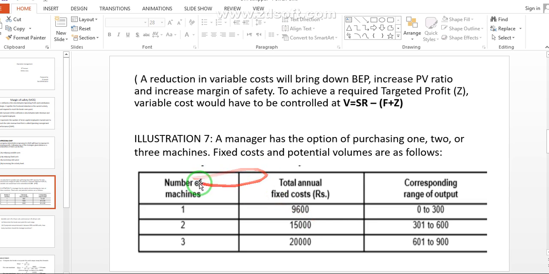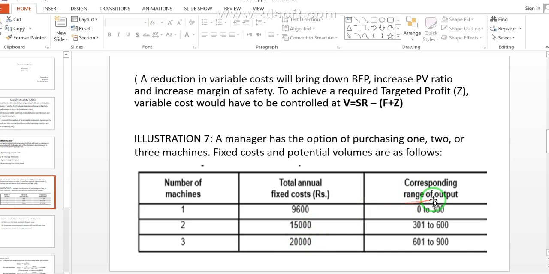So we have machines here. Machines 1, 2, 3 are given. The total annual fixed costs are also given. They are just calculating on a yearly basis. On the year basis, they have given us fixed costs. For machine 1, for 1 year, the fixed cost would be 9,600. For machine 2 it is 15,000, and for machine 3 it is 20,000.